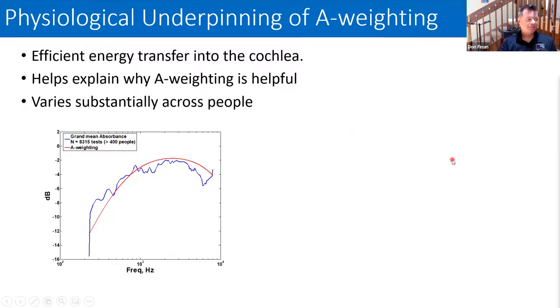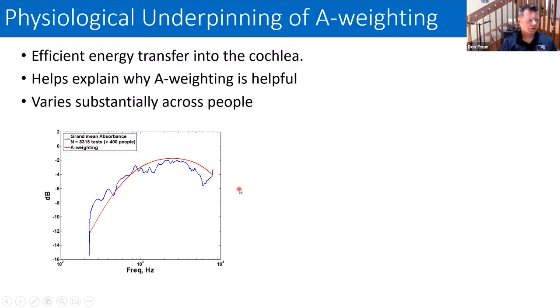However, A-weighting does give us an idea of how energy does get transferred into the cochlea by the middle ear transfer function. And this is an example of this. There's our A-weighting curve, and this is a view of the transfer function in blue of the middle ear. And those curves match up quite well, actually. We use A-weighting for a number of reasons, but one of the reasons A-weighting is used is that it actually does show us how energy is being brought into the cochlea.